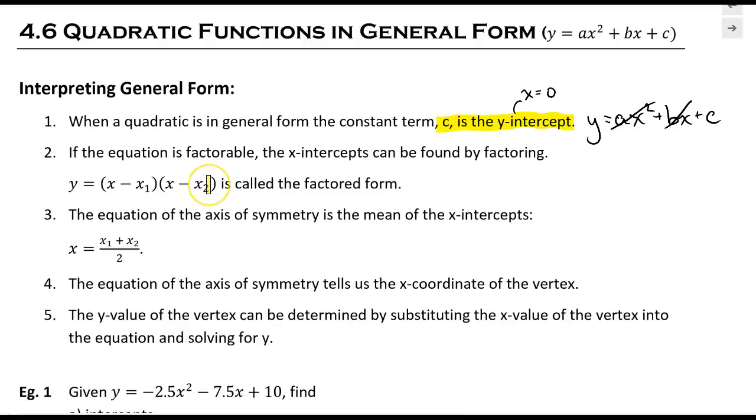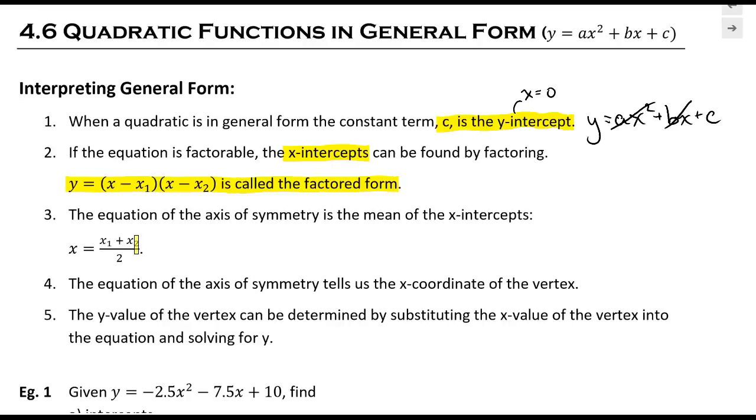Our next property that we need to remember is that if it's factorable, general form can be factored to figure out your x-intercepts. Get it into your two binomials and you'll be able to figure out your zeros, your x-intercepts, your roots from there. Point 3 is that you can actually figure out your axis of symmetry and therefore the x value of your vertex by finding the mean of the x-intercepts.